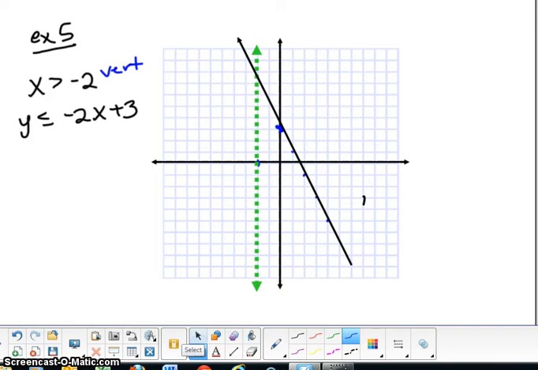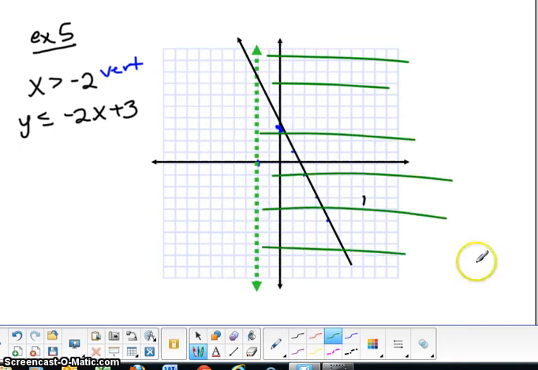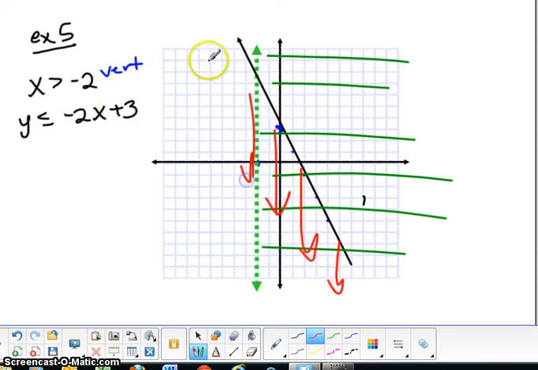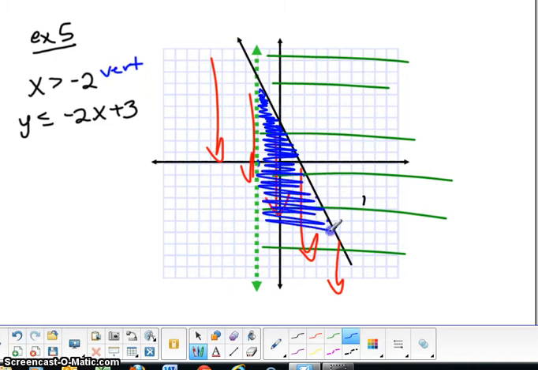The vertical line, it says greater than, so I'm going to make all of those in green. So it's everything on this side. And then in red, it says everything less than negative 2x plus 3. So that means everything below the line. And the only place where they intersect is where the red and green are in the same spot. So I'm going to try to shade that in as best as I can. It's going to be this little Christmas tree right here. Okay, let's go on to the next one.